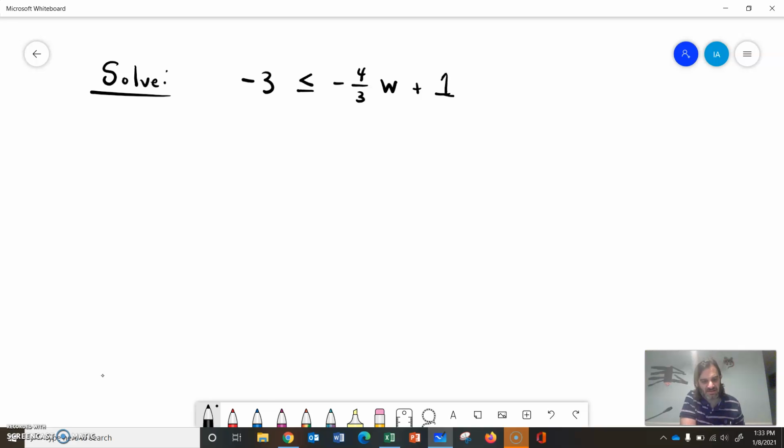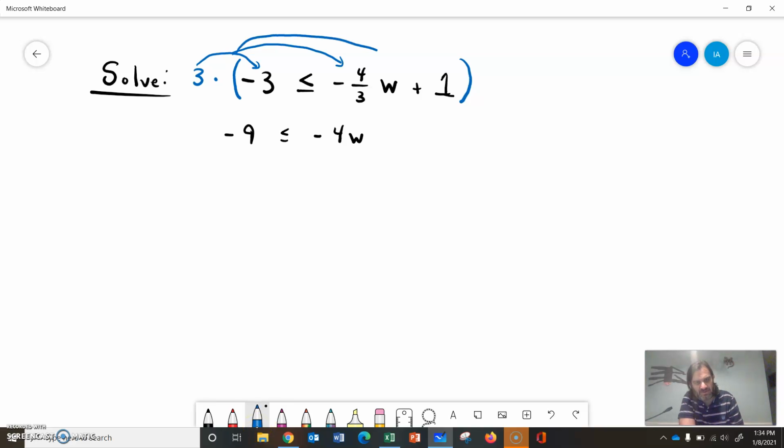So we can get rid of this 3 on the bottom first if we want to. And if we do that, we have to multiply the whole thing by 3. So what does that mean? It means 3 times -3 would be -9, less than or equal to 3 times -4/3. W will cancel out the 3 on the bottom, so that would just be less than or equal to -4W. And then the 3 times the 1 at the end would be 3.